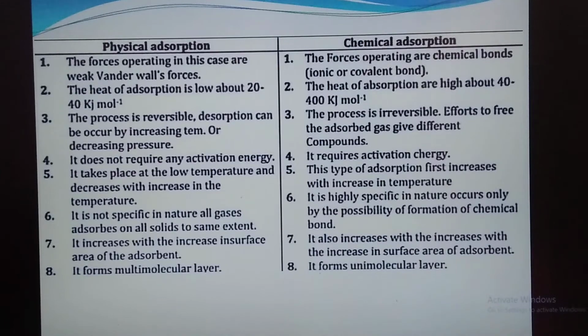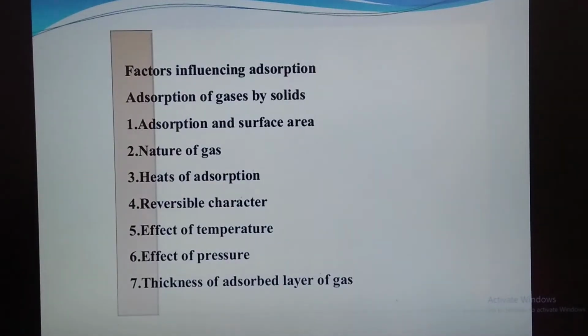Okay, guys, we will move to the next slide. Next slide, factors influencing adsorption. In this only you will come to know about the things I had been saying, activation, adsorption. In this, I didn't give the 8th point. There will be another point, activation of adsorption, but I will explain about it, guys. Don't worry about that. First one, adsorption and the surface area.